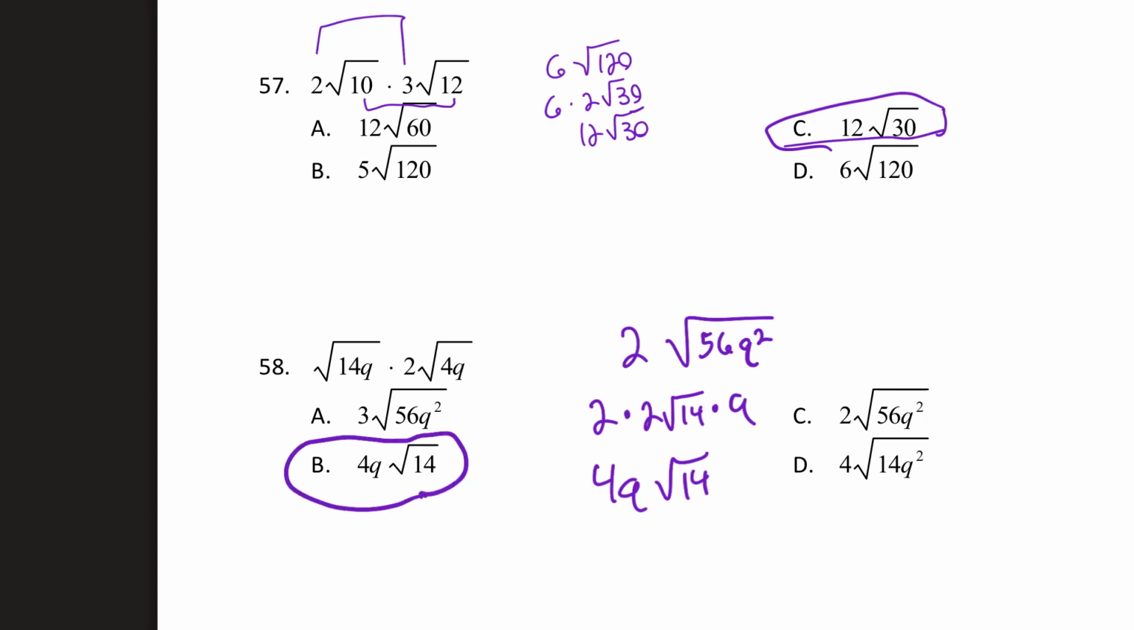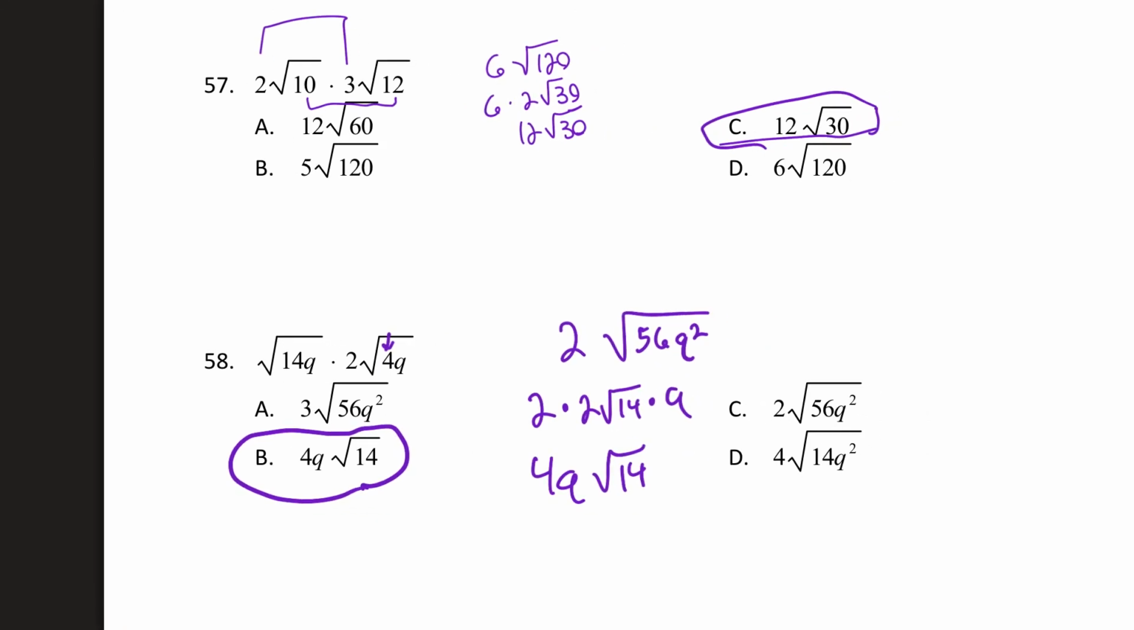Other thing that could have been faster, and this one, 4 does have a square root, it's 2. And then the square root of 14 would have just stayed. I could have taken the square root first, but that's okay. 4q times the square root of 14 is number 58. And we are done. Hopefully you made it all the way through this. And good luck on your test.